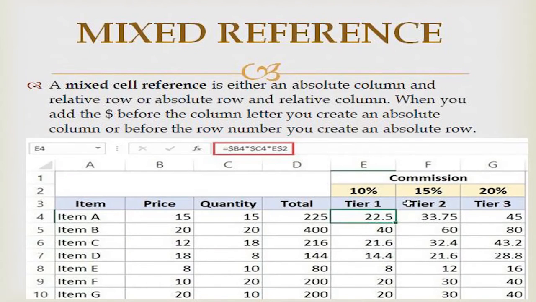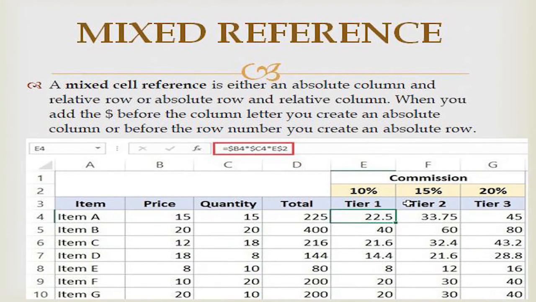And last one is mixed reference. A mixed reference is either an absolute column and relative row, or the opposite. That means it's a combination of relative reference and absolute reference, called mixed reference. Simply you can say, absolute will be the column side and relative will be the row side. You might be knowing what is row and what is column here. When you add the dollar before the column letter, you create an absolute column, and before the row number you create the absolute row.